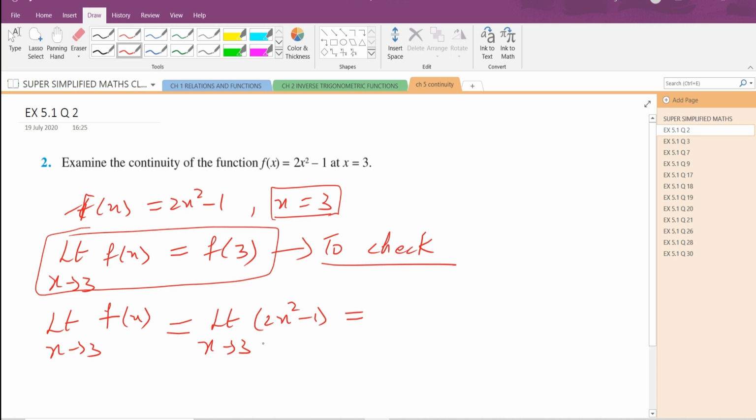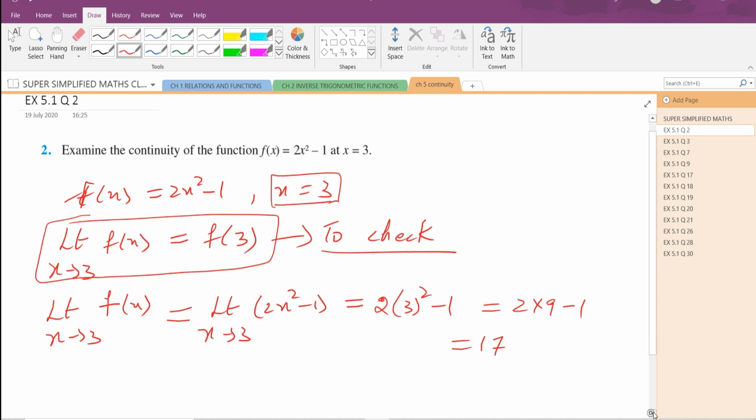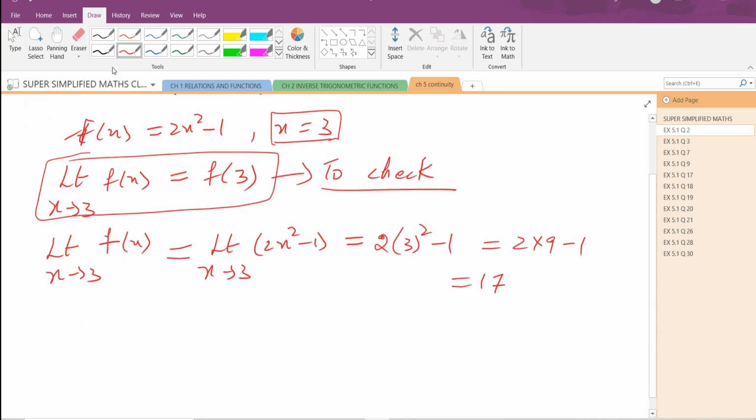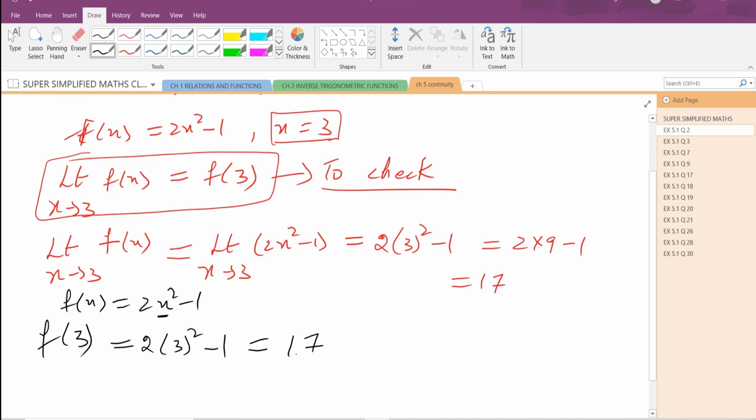So we simply substitute x to be 3. It gives us 2 into 3 square minus 1. It is 2 into 9 minus 1, which comes out to be 17. Now let us find out the value of the function at the point 3, that is f(3). Now as we know that f(x) is 2x square minus 1, and therefore f(3) will be, we replace x by 3, that is 2 into 3 square minus 1, which again comes out to be 17.